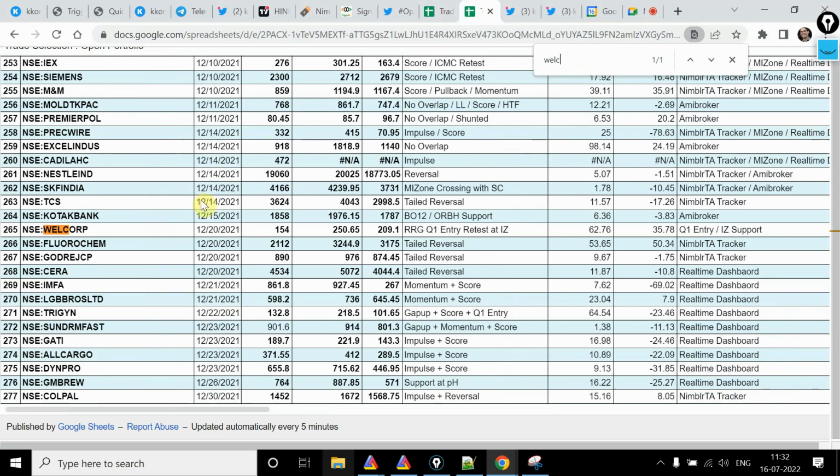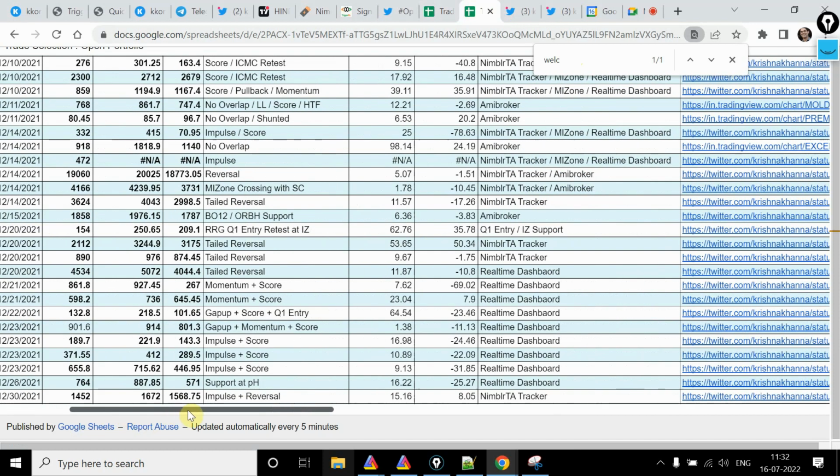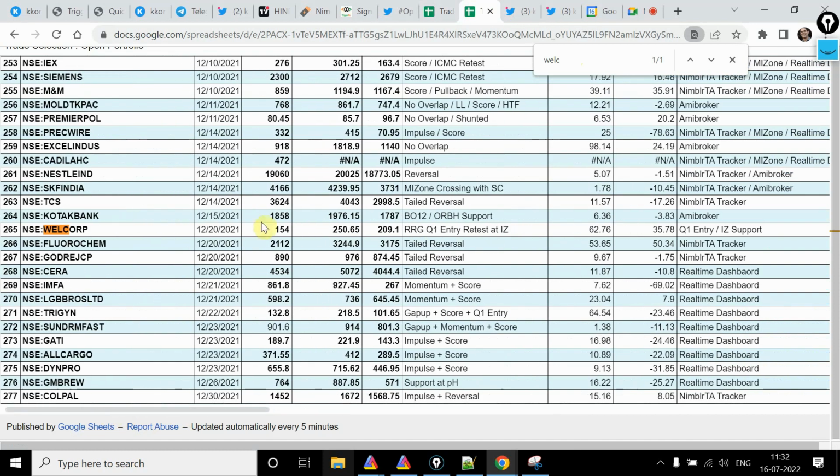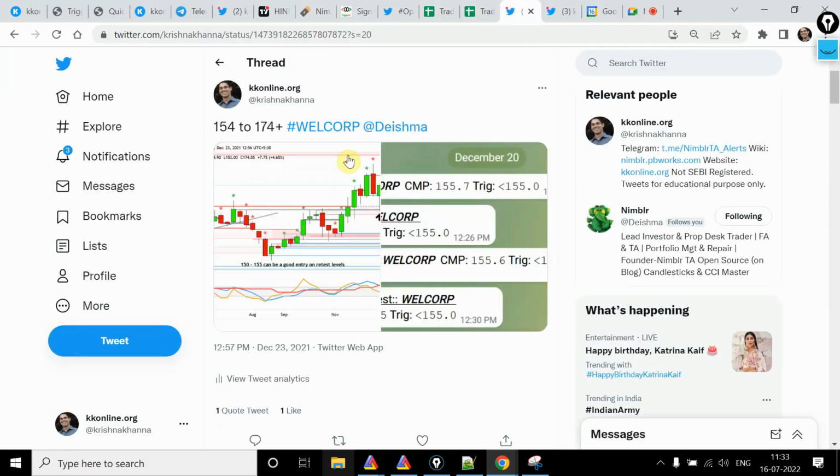Okay, so this is Wellcop. This is way back in December. At that time Trigger Me Bot was recently launched and I was testing it. And that was an entry which I had taken at the indecision zone, right? So over here, let's see what was happening. It was at 154. That was the level I was tracking earlier. So let's go over there.